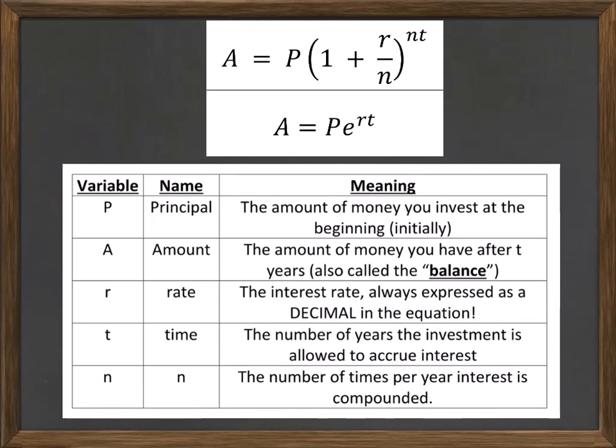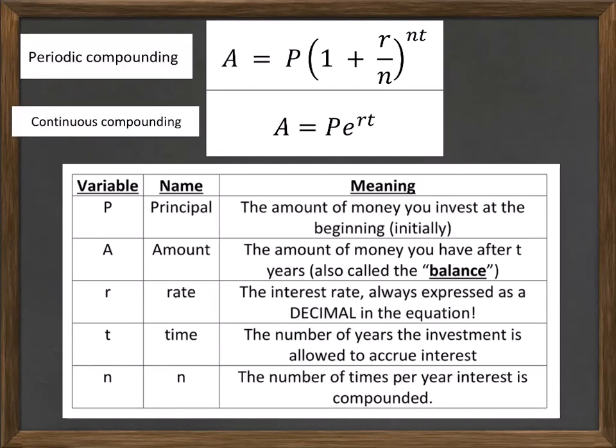Let's go through some of these values and make sure we understand what the variables represent. Both of these equations, the periodic compounding and the continuous compounding, contain P. But what does P represent? Well, P represents the principal. So this is the initial or starting amount of money that you invest. Or if this problem is about borrowing money, then it would be the initial amount of money that you borrow.